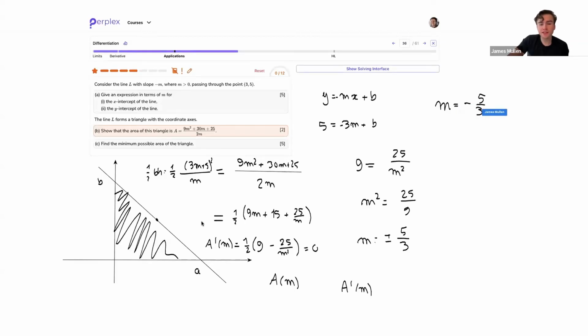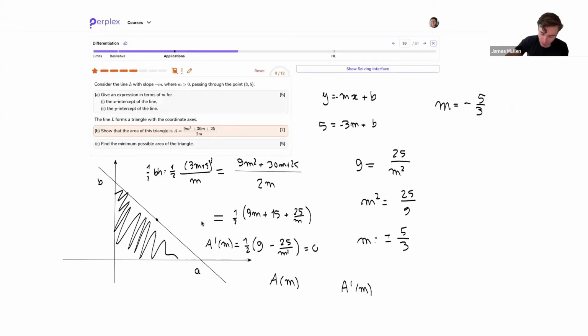Now, I could check if this is a local maximum or a local minimum. I don't actually have to because I only found one of them, so the question doesn't ask me to justify that it's a minimum. I can also tell that if I drew a straight line parallel to the x-axis, if I let m go to 0, then the area of the triangle would become infinite. So I'm safe in assuming that this is the coordinate of the minimum.